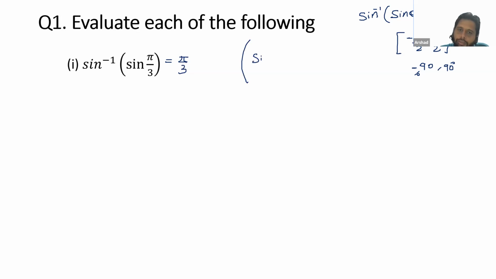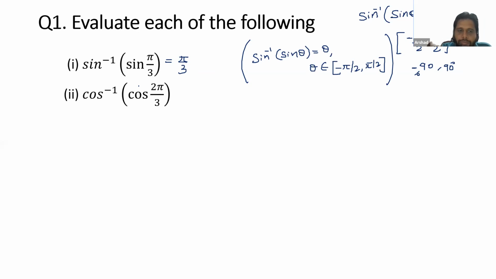You need to write the formula that sine inverse sine theta is equal to theta when theta belongs to minus pi by 2 to pi by 2. Okay, so in such a way you need to solve these questions. You have to take care that this theta lies in the principal value branch or not. So now please do the second question and tell me the answer. Note down the first one and tell me on the chat box, please. Everyone, please tell me the answer on the chat box for the second one.